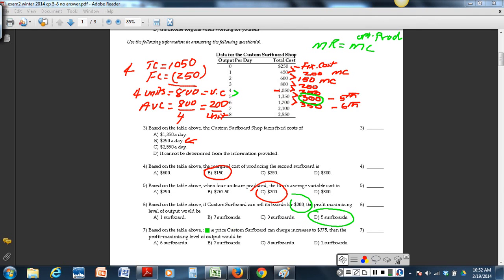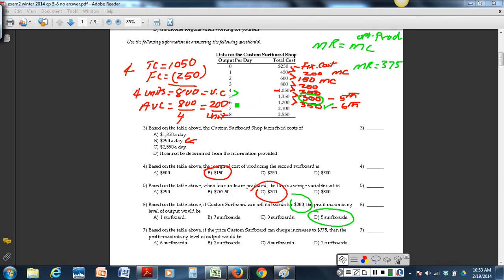Okay, for problem 7, based on the above table, the price the custom surfboard shop can charge increases to $375. Now we're saying the marginal revenue is 375, so when does the marginal cost equal that, right? So the first one is $300 marginal cost for the 5th surfboard. The 6th surfboard is costing me $350, so I would still produce that one because marginal revenue is 375.